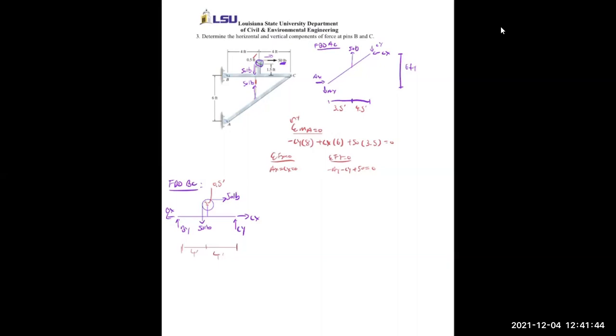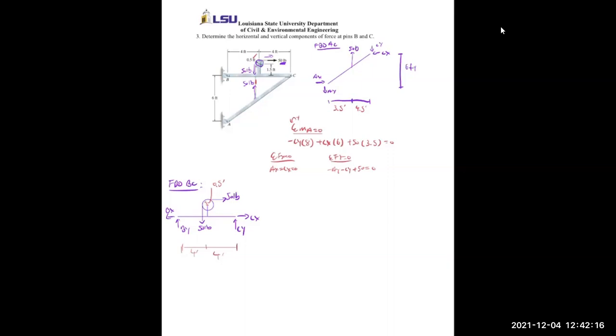Okay. So for this free body diagram, at least we know that Cx is equal to 0. So what we can do at this point is take a moment about point B, because B has the most unknowns. At point C, we determined that Cx is going to be equal to 0.